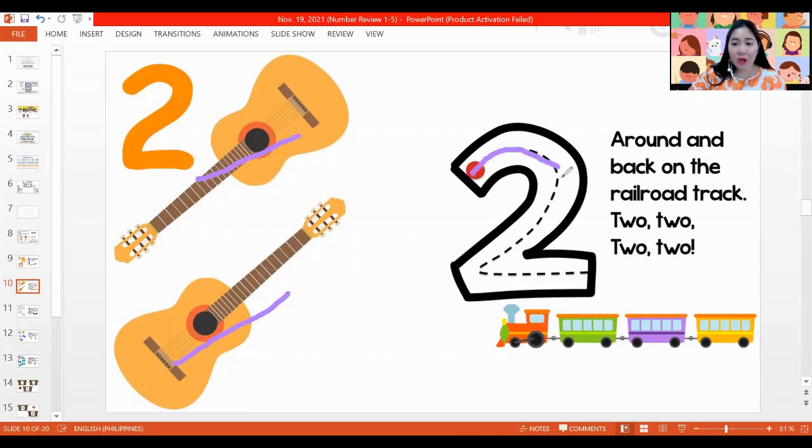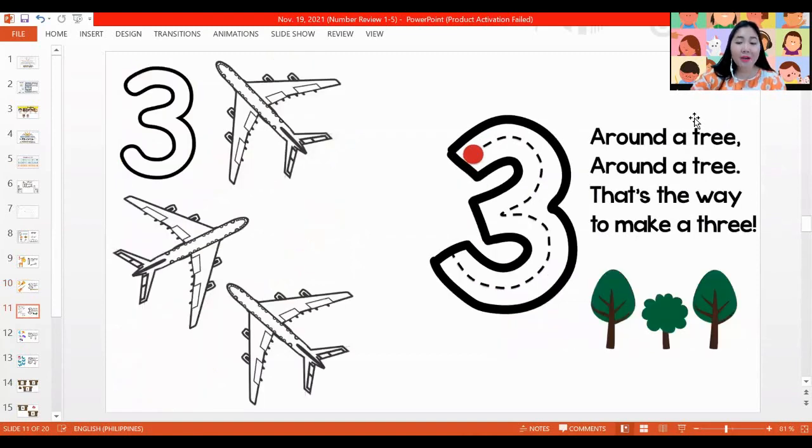We make a curve, slanting line down, and a line to the side, and we have number 2. Let's do that again. We make a curve, slanting line down, and a line to the side, and we have number 2. Did you make number 2? Very good.